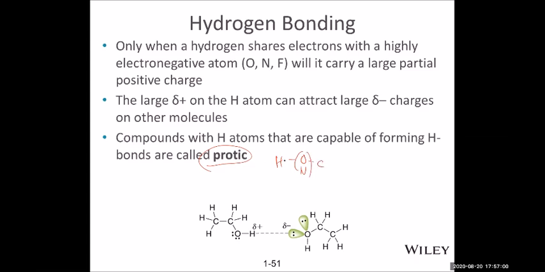This hydrogen has a higher positive charge, almost behaving like a proton. So we call it protic. The protic compounds are capable of forming hydrogen bonding with themselves, and can also form hydrogen bonding with solvents such as water. So in organic chemistry, we look at those structures, and that will affect the chemical reaction and the water solubility.